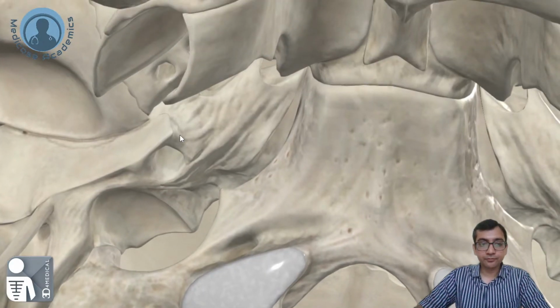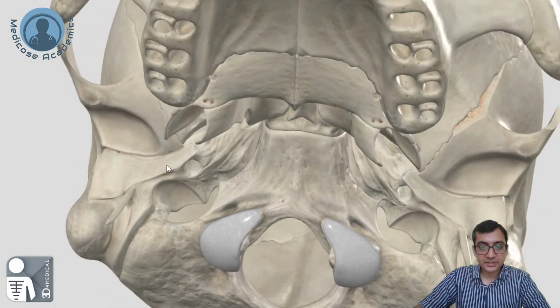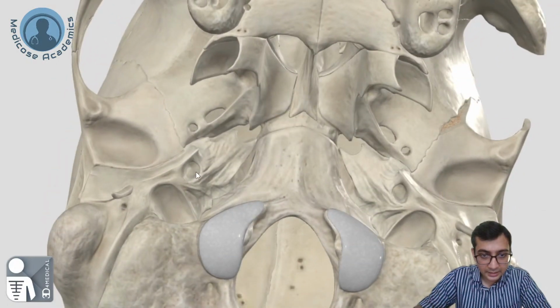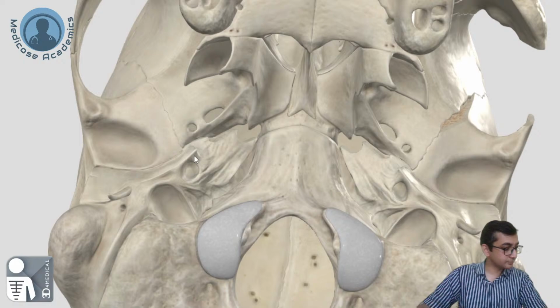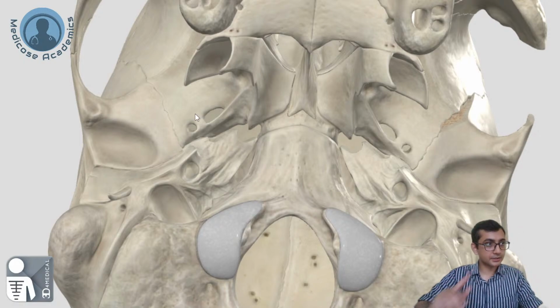What openings can you see? The openings that you will be able to see right here should be this canal. This is the carotid canal, and just give me a second.